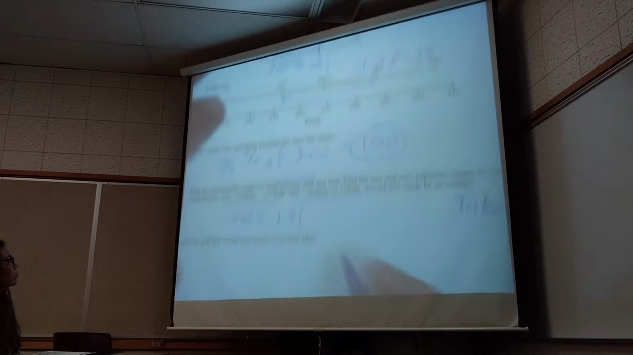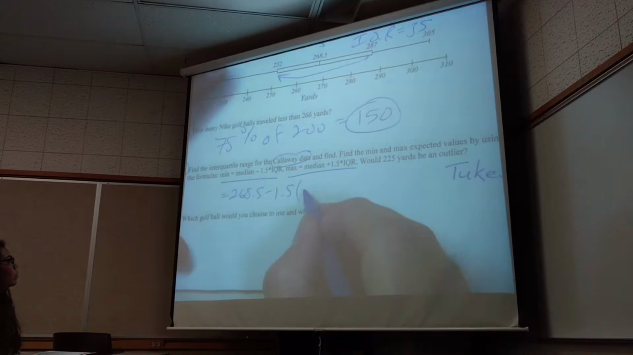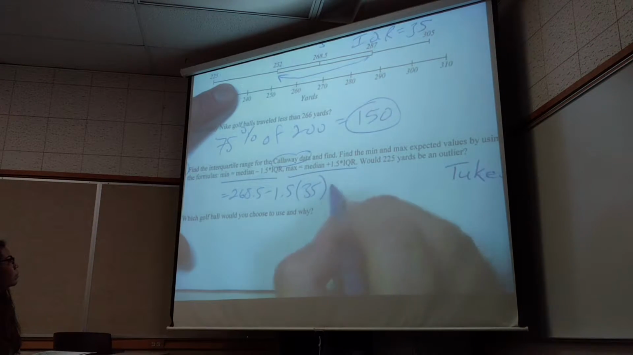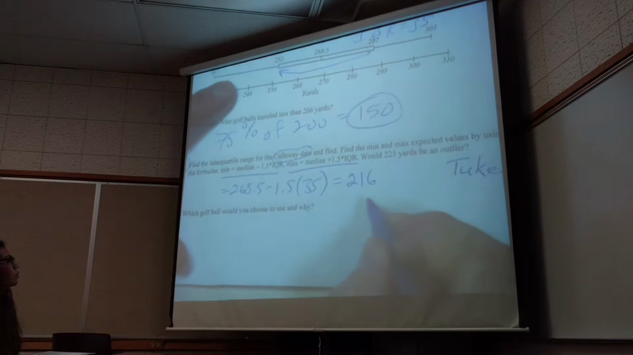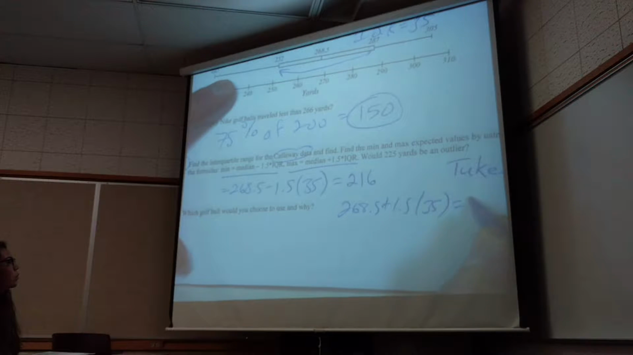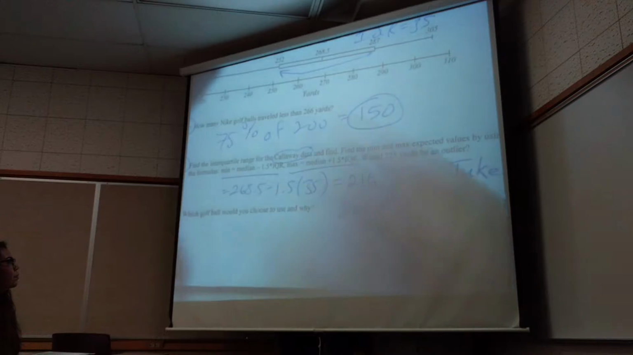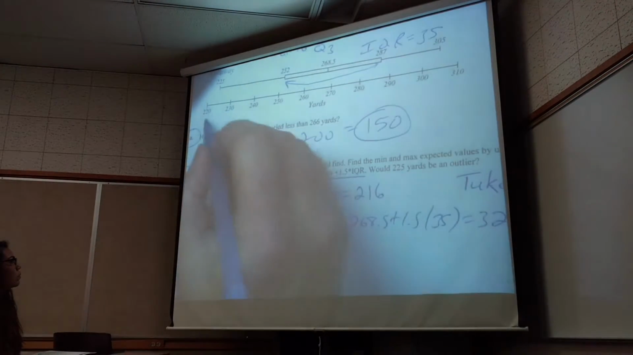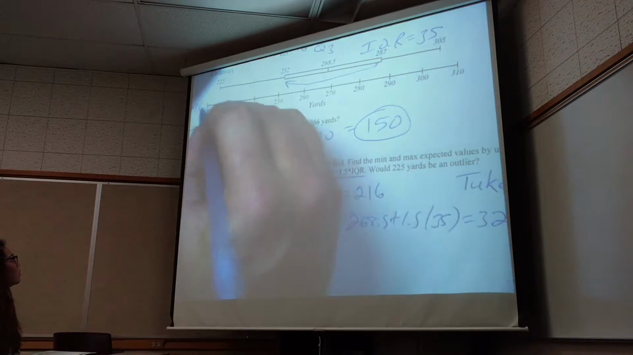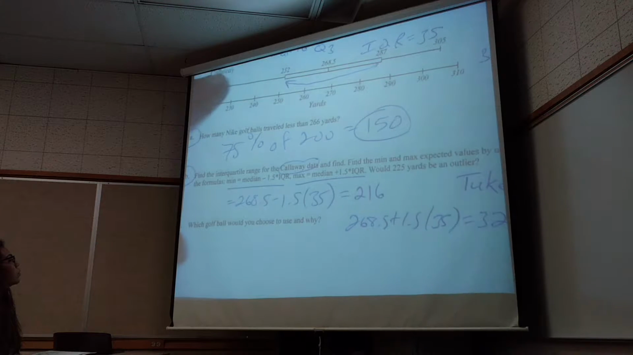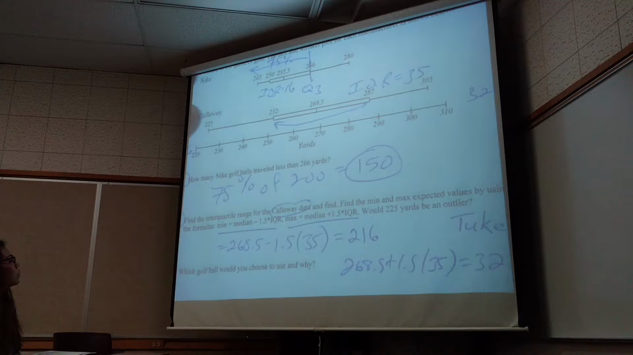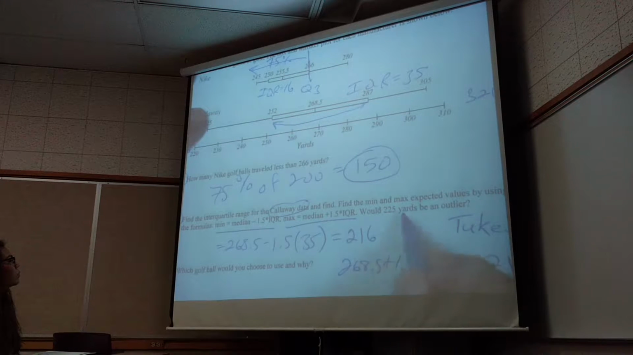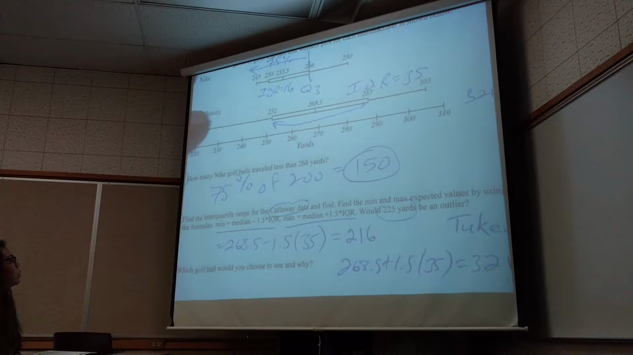If I go 216.5 minus 1.5 times 35, what do you guys get? 216. And if I go 268.5 plus 1.5 times 35, 321. So doing it this method, I would expect values to be between 216 and 321. That's where I would expect golf balls to end up. And so would 225 be an outlier in that case? No.